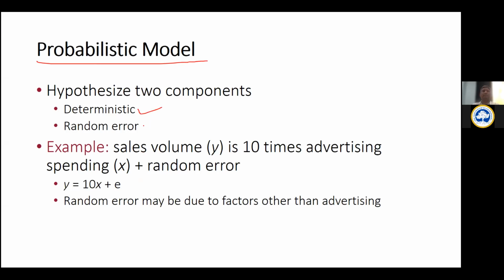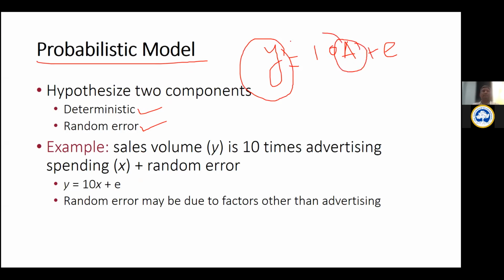One is a deterministic component, then one is the random error. For example, I want to set the sales volume y is equal to some constant into advertisement cost plus some random error. Here the sales outcome will depend on the advertisement cost, but not only on that, it also depends on the random error. If this random error is negligible, then I can say the hypothesis gives the exact value. But in the real-time scenario, we cannot ignore the random error.